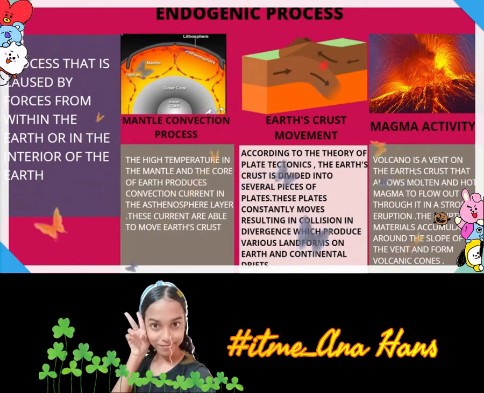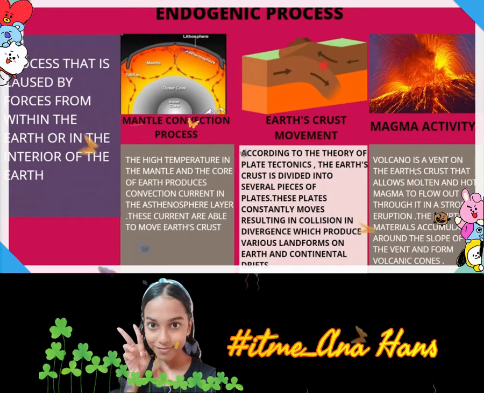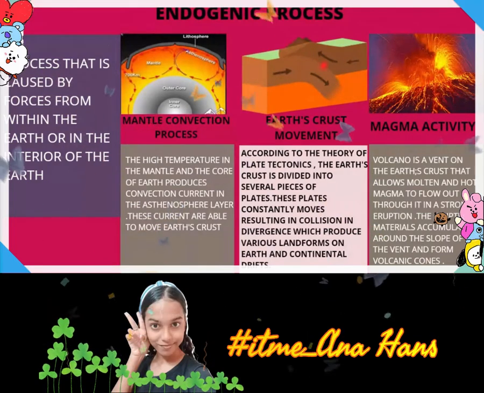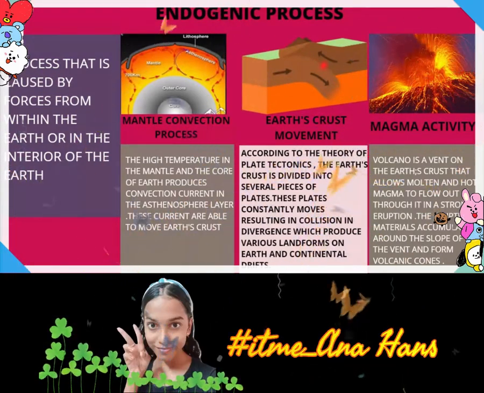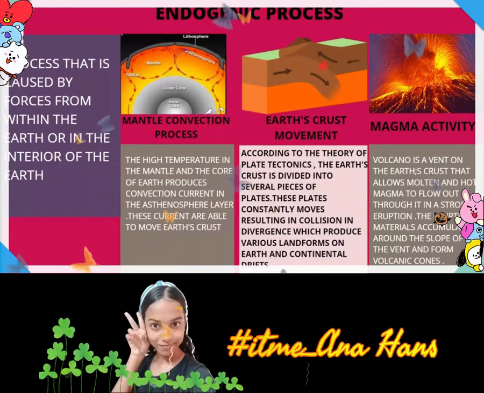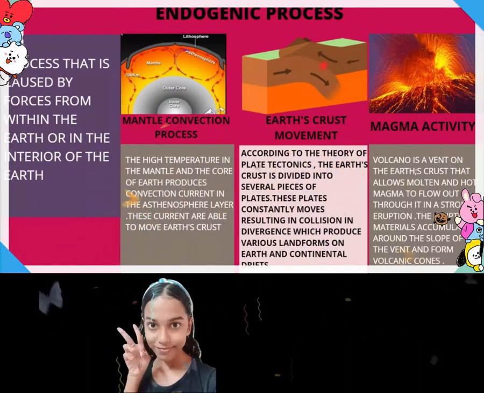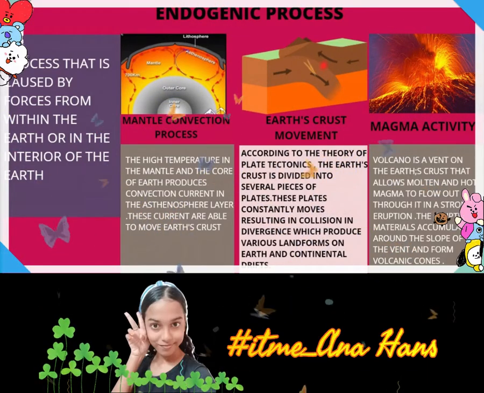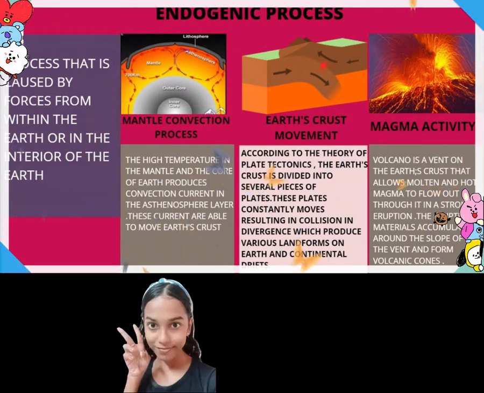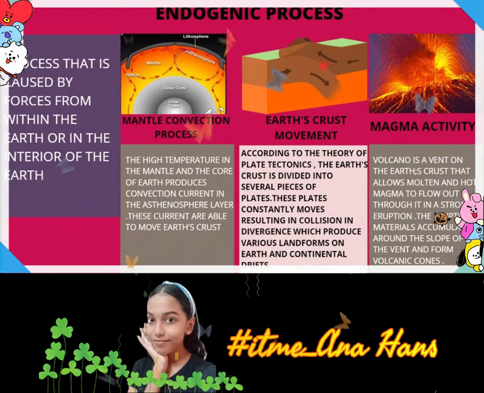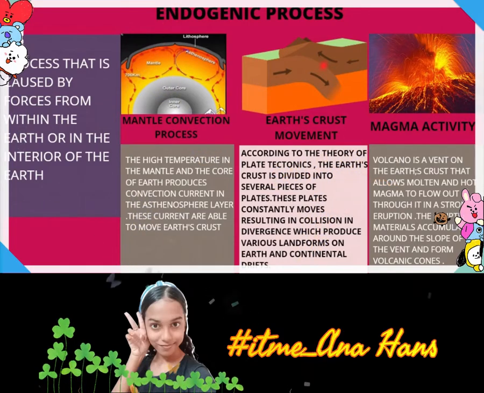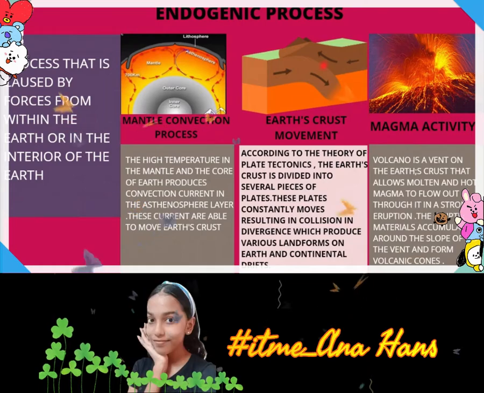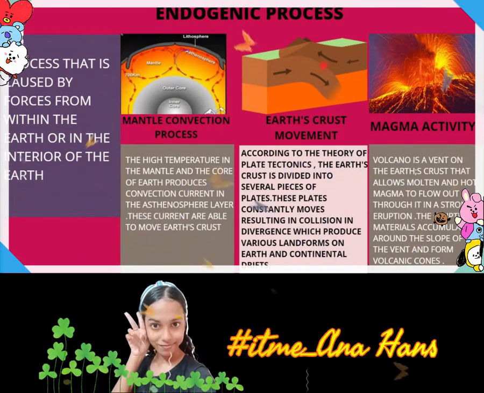Next, let's move to the Earth crust movement. According to the theory of plate tectonics, the Earth crust is divided into several pieces of plates. These plates constantly move, resulting in collisions and divergence, which produce various landforms on Earth and continental drift. Magma activity. Volcano on the Earth crust that allows molten and hot magma to flow out through it in a strong eruption. The eruptive material accumulates around the slope of the vent and form volcanic cones.